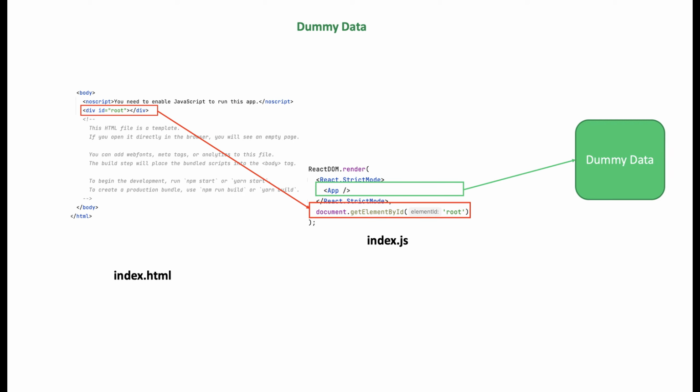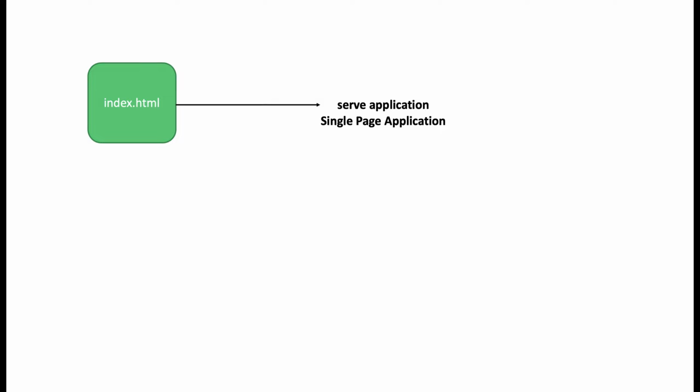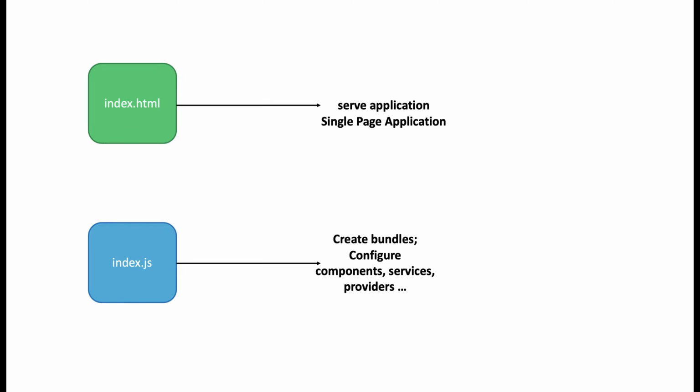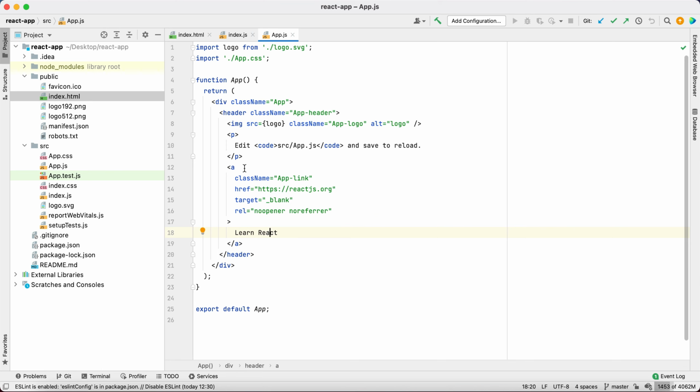If we summarize it, we have two main components in our project. These are index.js and index.html. React configuration works with them. Index.html is responsible for serving the application, and index.js is responsible for generating the bundles and assigning the components, etc. Index.js configures components, services, etc. with the React DOM.